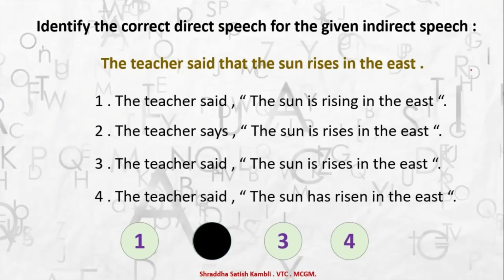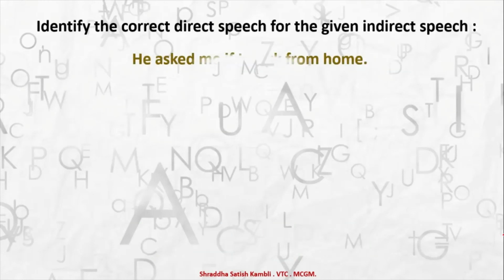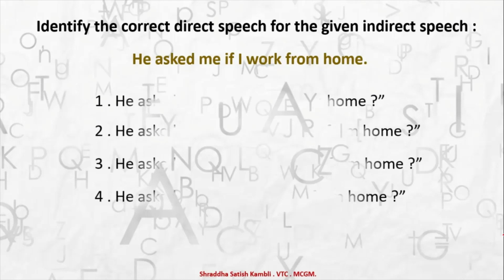Now what we will do is we will cut off this is here. Okay, this has been printed by mistake. So the teacher says the sun rises in the east. Coming to the second last example here, he asked me if I work from home. So what will it be in direct speech?